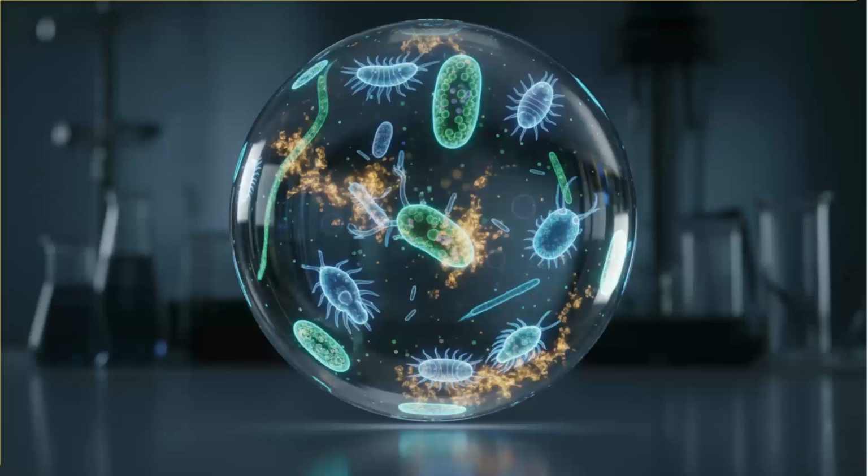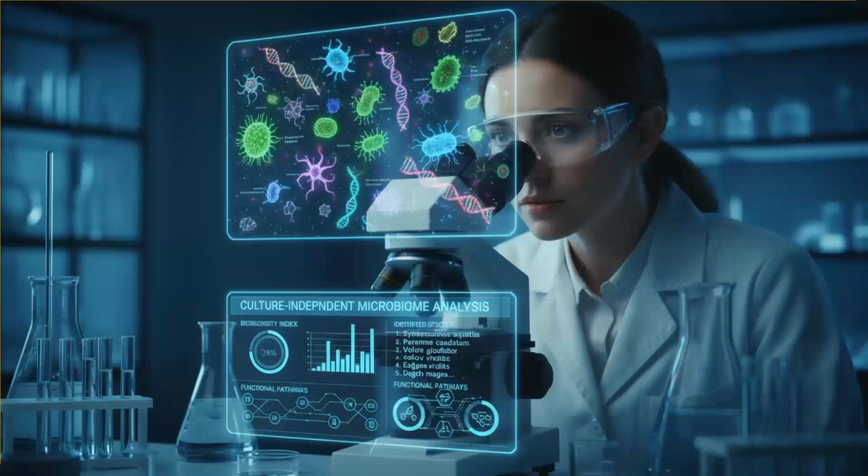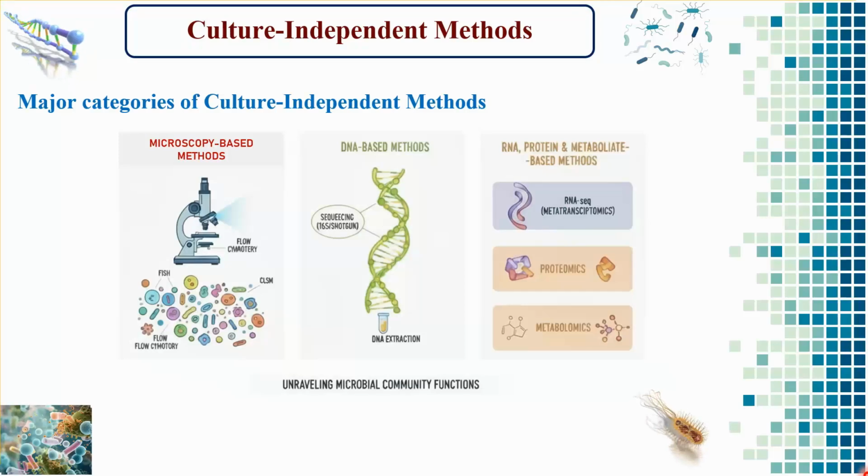For example, imagine analyzing a drop of pond water. Without growing anything, we can identify all microbes and even understand what they are doing. This approach allows us to study entire microbial communities, including those that cannot be cultured. Culture-independent methods can be divided into several major categories based on what they analyze. These include microscopy-based methods, DNA-based methods, and RNA, protein, and metabolite-based methods. Each approach provides us a different layer of information about microbial communities.